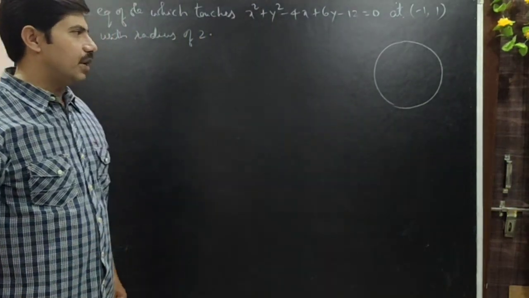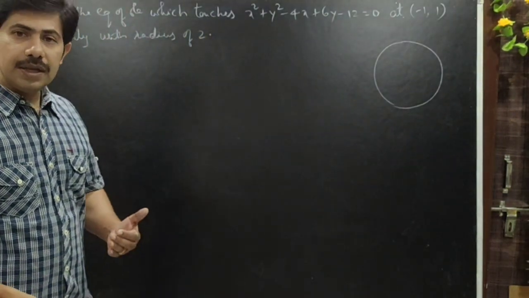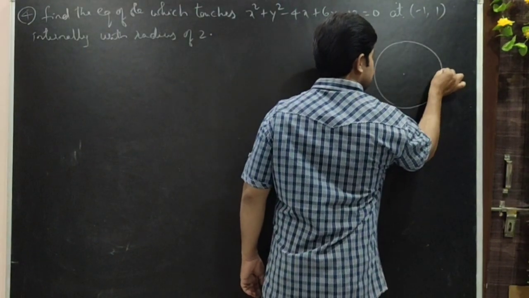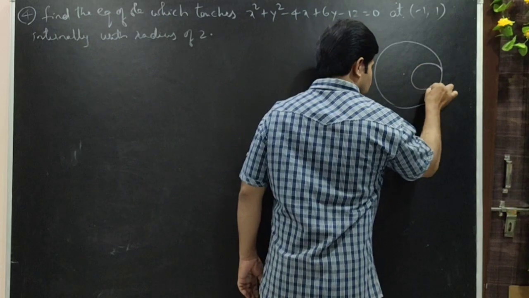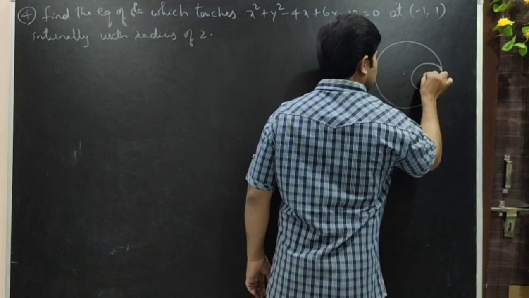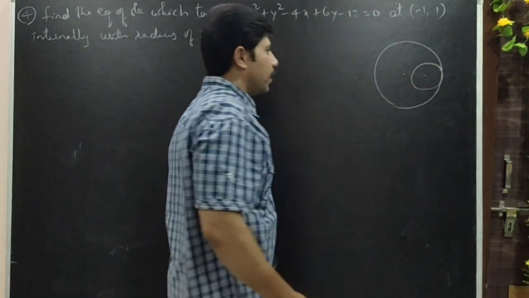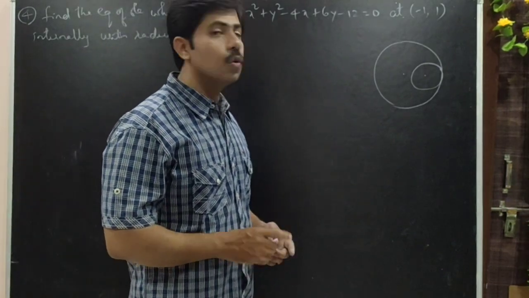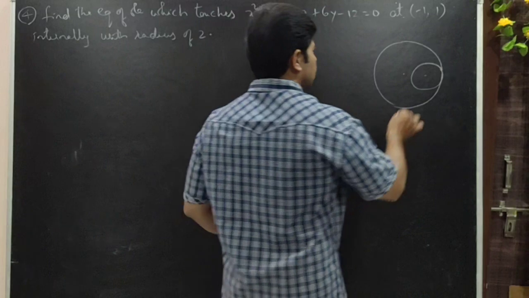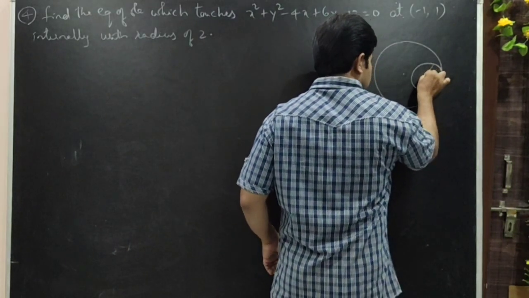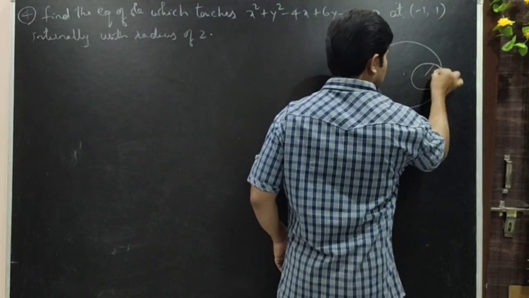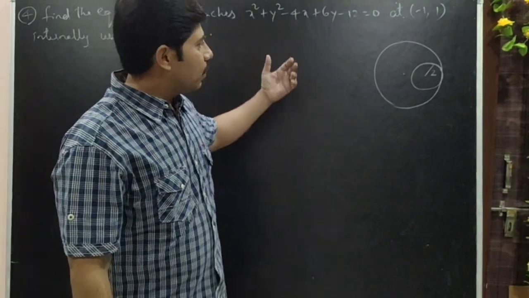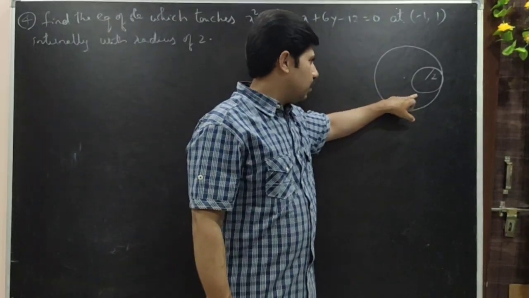One circle is given to us. Now we have to find out an equation of circle which touches the given circle internally, whose radius is 2. That means the radius of the required circle is 2. We have to find out the circle whose radius is 2.